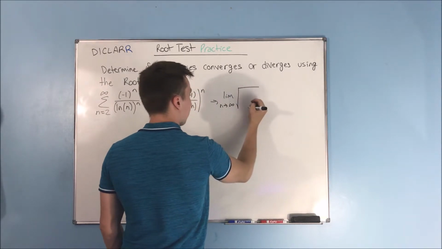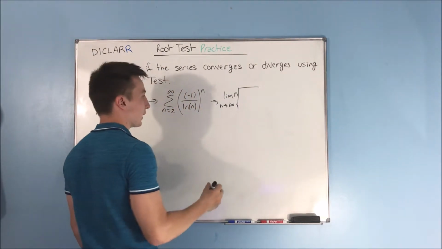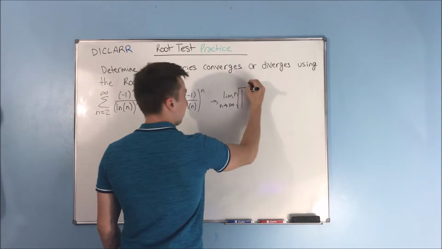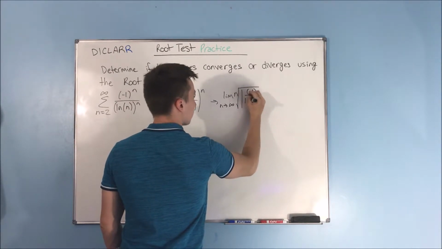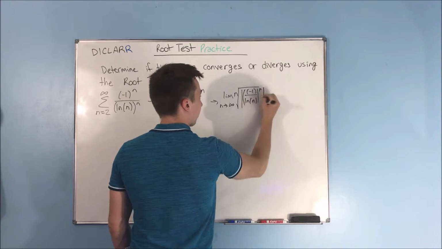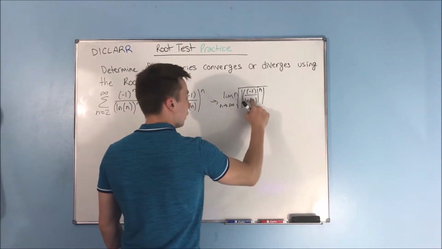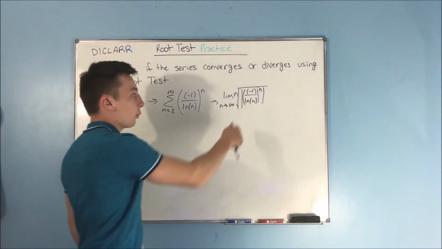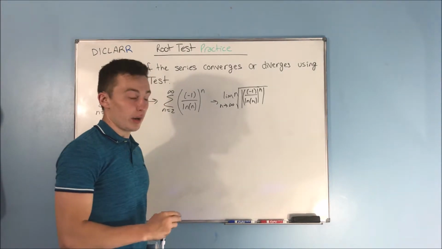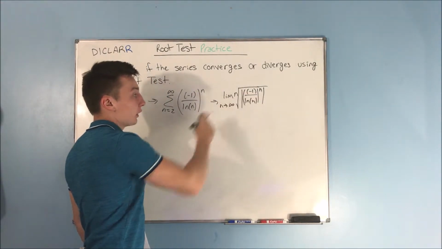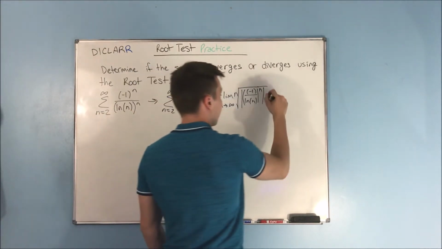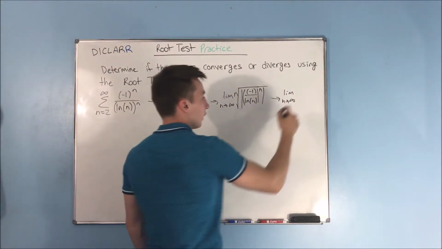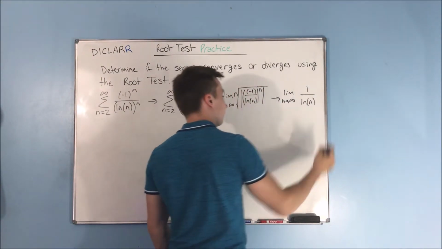of the nth root, I always mess that up, of the absolute value of (-1 over natural log of n) raised to the nth power. When you take the absolute value of this, you just end up with 1 over natural log of n. Now, you're also raising this to the nth power and taking the nth root. Those go away as they did in the last problem. So we end up with the limit as n approaches infinity of 1 over the natural log of n.